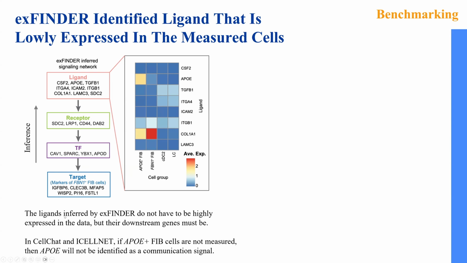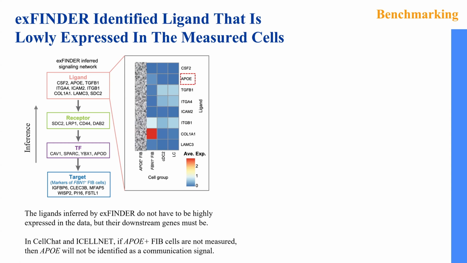ligands inferred by exFINDER do not have to be highly expressed, because some of them, like I said, may be external signals, but their downstream genes must be. So in CellChat and iCellNet, if these APOE plus fibroblast cells are not measured, if these cells do not exist in the dataset, then this APOE will not be identified as a communication signal.